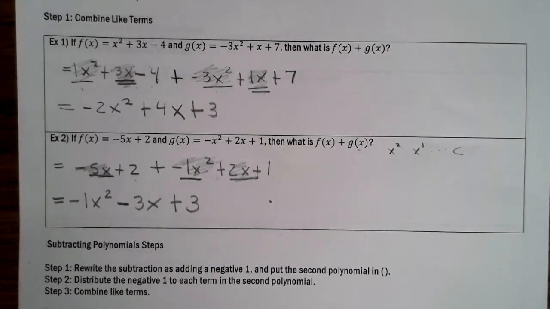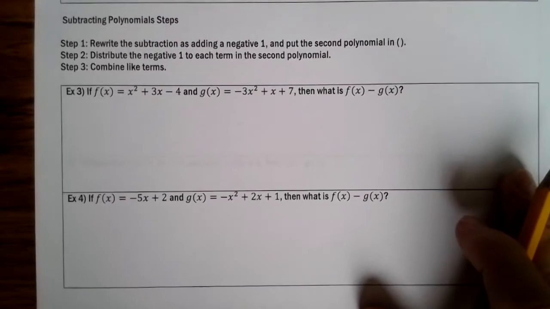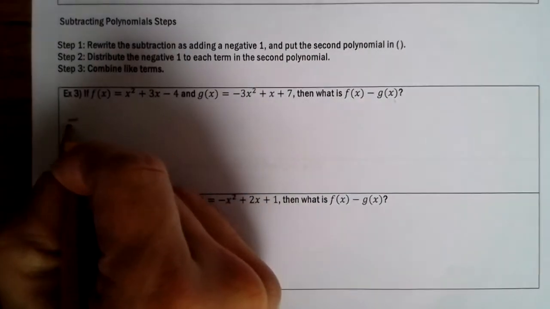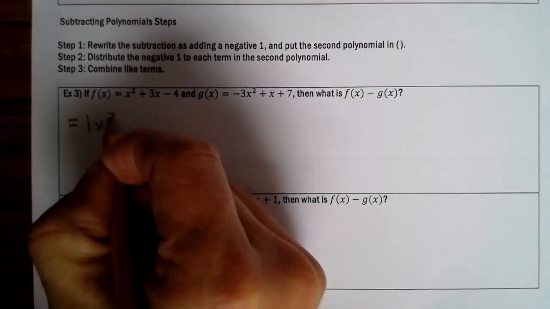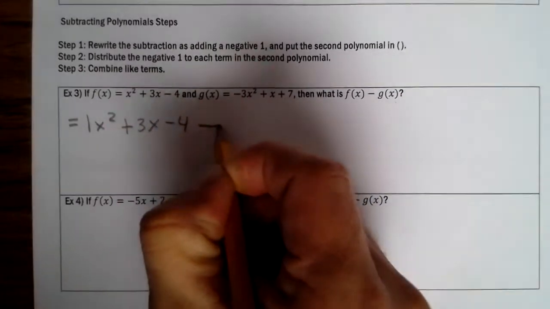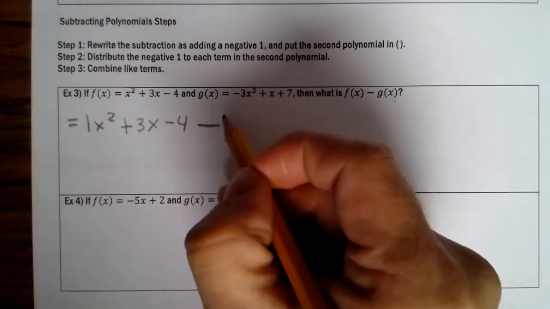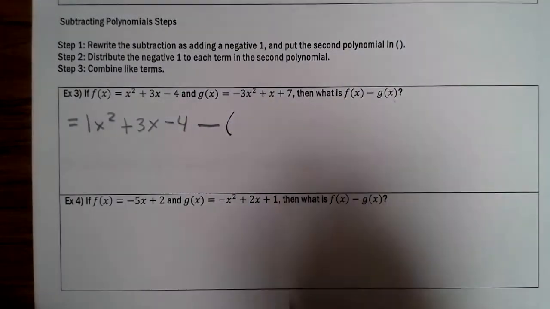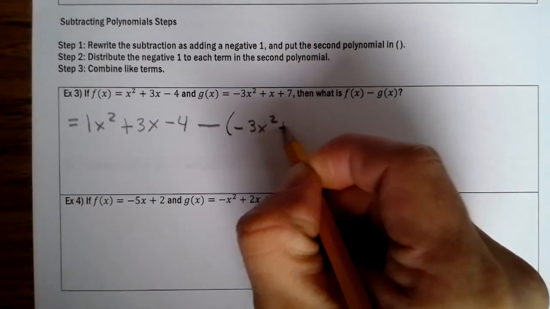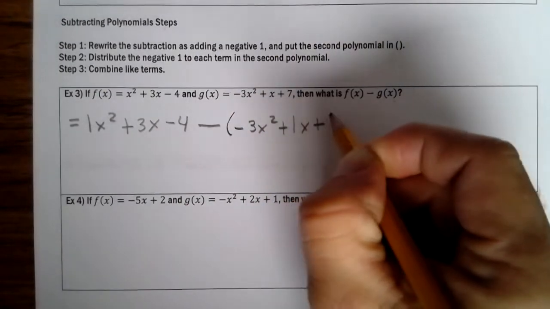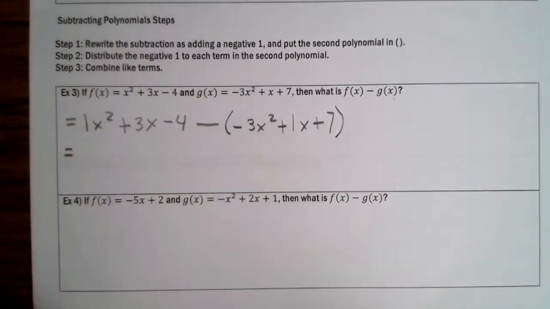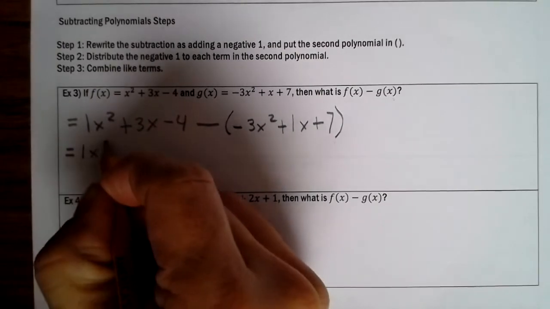Now, let's look at subtracting polynomials. Okay, so here we have f of x minus g of x. So that's f of x, which is, I'm going to put a 1x squared, plus 3x, minus 4, minus, now whenever you subtract a polynomial, you need to put it in parentheses because you're subtracting all of it. So minus negative 3x squared plus, I'm going to put a 1 here, 1x plus 7. Now, I can't do anything with this yet. 1x squared plus 3x minus 4.